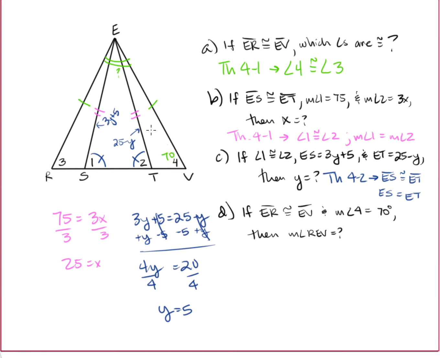Well, if angle 4 is 70 and these two segments are congruent, then I could also put that 70 over here for angle 3. And I know that all three of these angles, angle 3, angle 4, and the angle that I'm looking for up here, they all need to add up to 180. So I can say that 70 plus 70 plus the measure of angle REV, which I don't know at the moment, all three of those things added together should equal 180. So that means that 140 plus the measure of angle REV equals 180. And now if I subtract 140 from both sides, the measure of angle REV must be equal to 40.